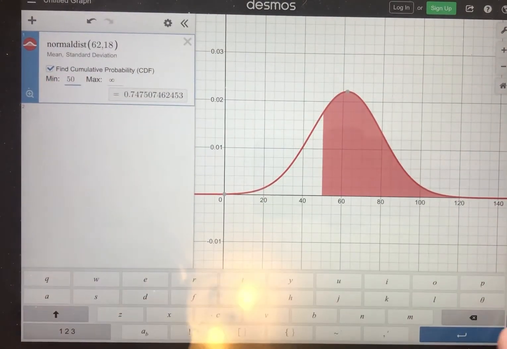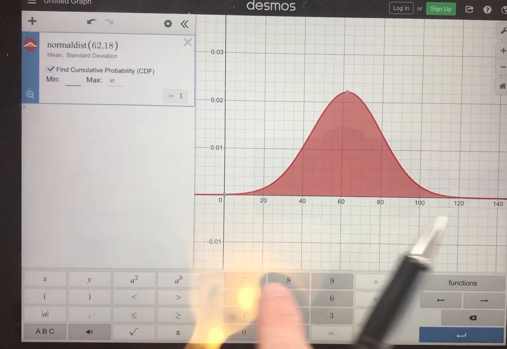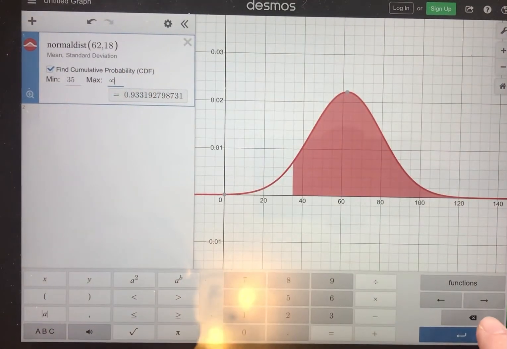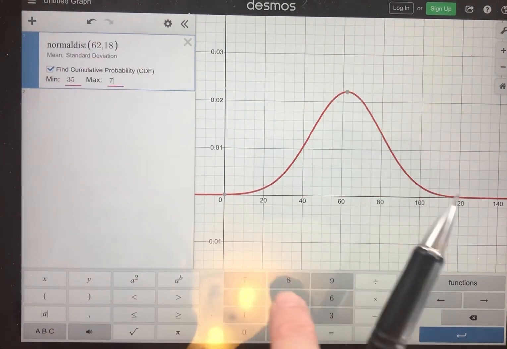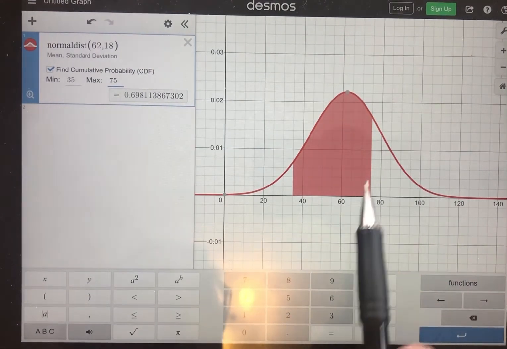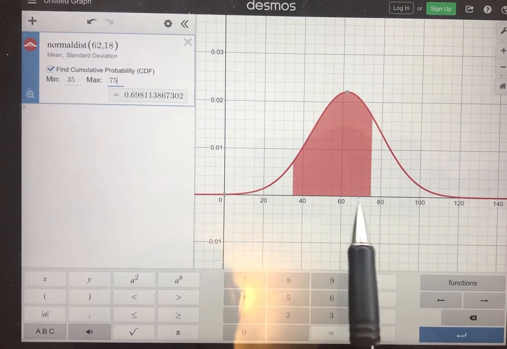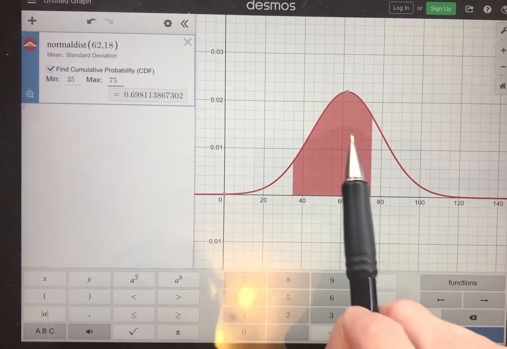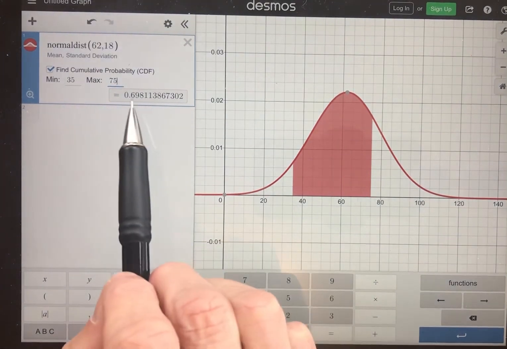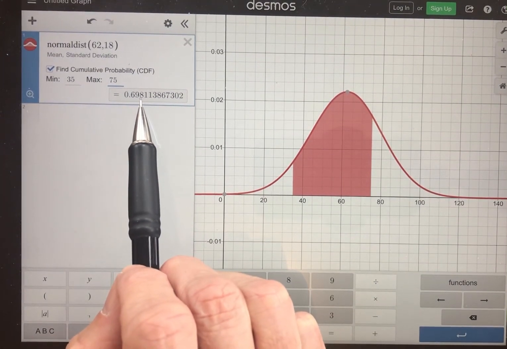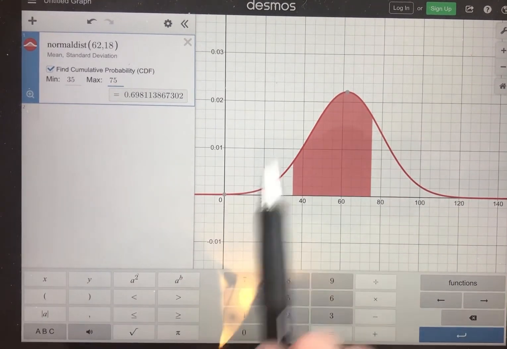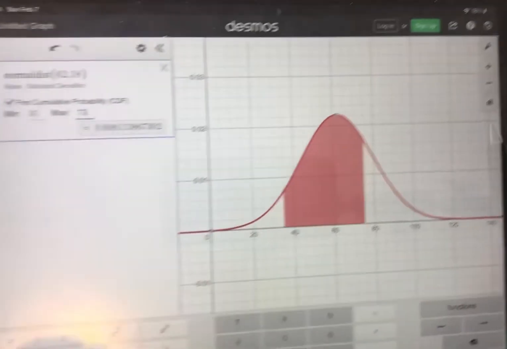Let's go into here. I want a minimum of 35. So I'll type in 35 for the minimum. I want a maximum of 75. So I'll delete the infinity symbol and I'll type in 75. And Desmos says the area you're looking for under the curve is this portion between 35 and 75. Okay, that is what percentage of 100, or what part of that is out of 1? Well, it's 0.698 out of 1, or 69.8% out of 100% of the entire curve.